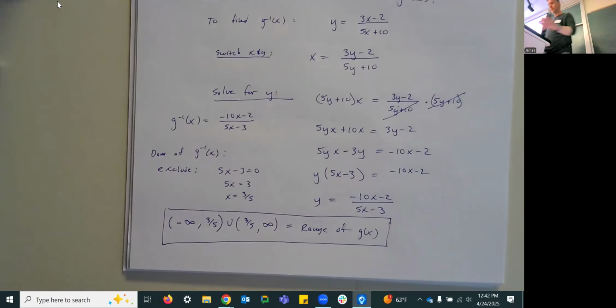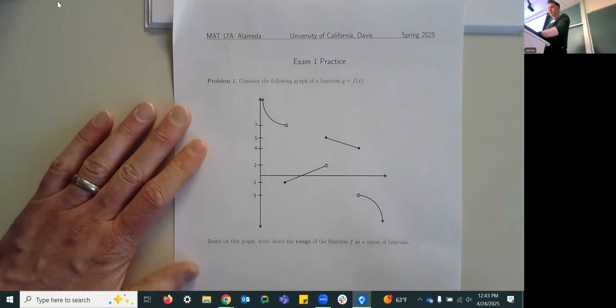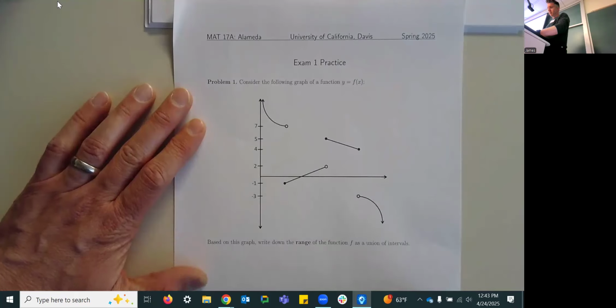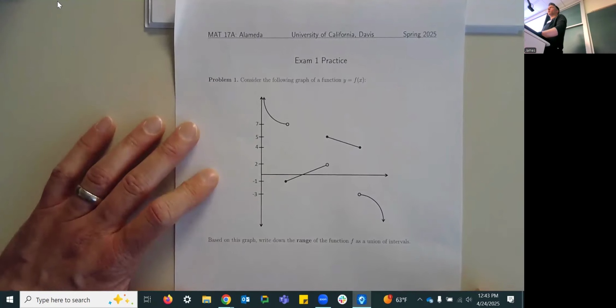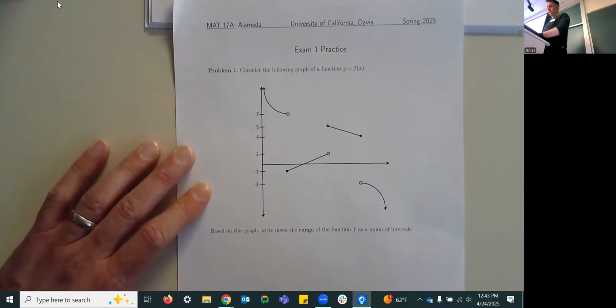So let me point out a different type of range question. And this is on the first page of Alameda's practice exam. It looks like this. It says, consider the following graph of a function y equal to f of x. Based on this graph, write down the range of the function. We're going to write down the domain and the range because I think that's more fun. So first, the domain.